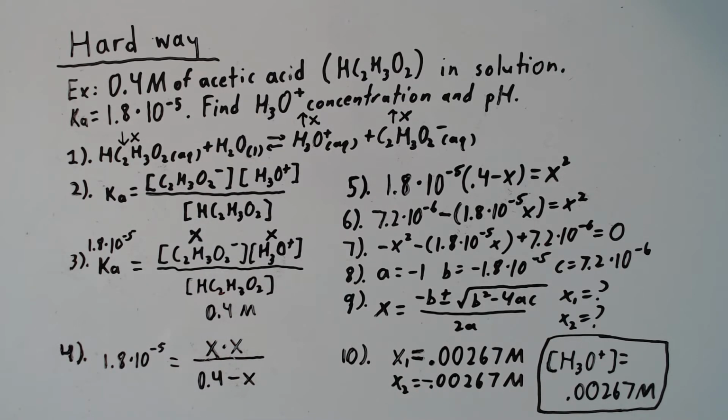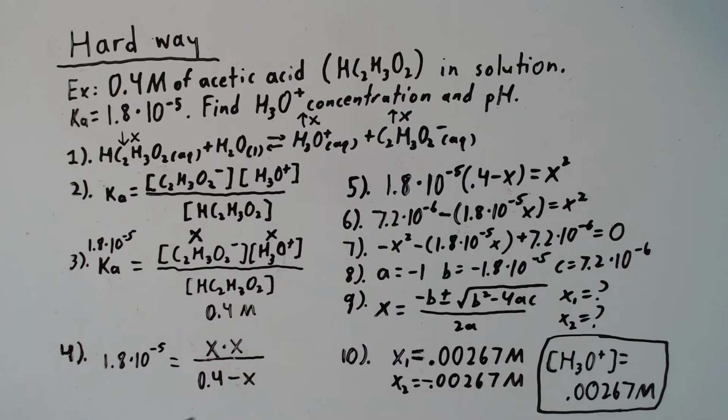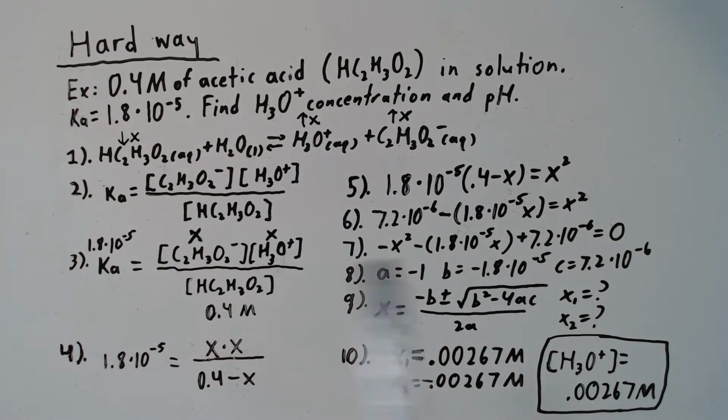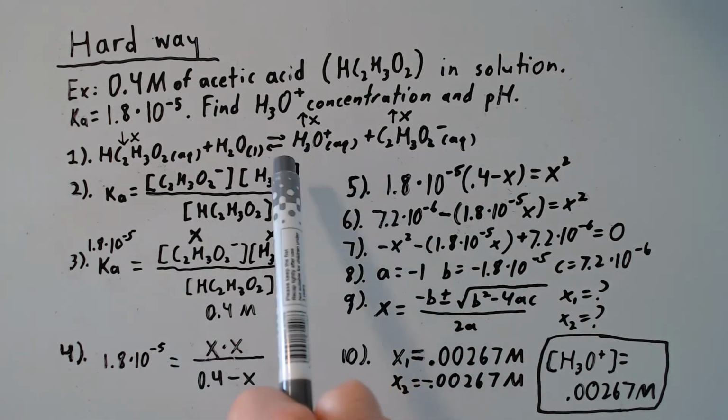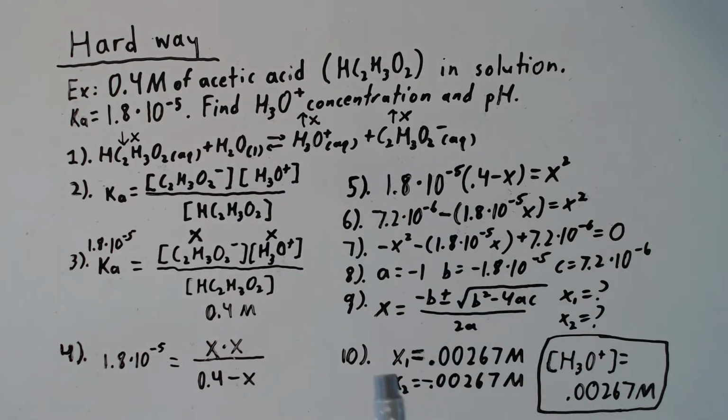And now we can just simply solve this equation to find the x, the concentration of both of these products. And once we find the concentration of both of these products after the reaction goes to equilibrium, then we know the concentration of H3O plus, and that is already part of the problem solved. And that is exactly what I'm going to do here.